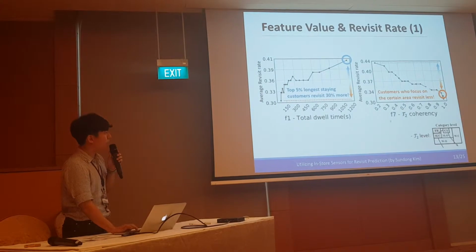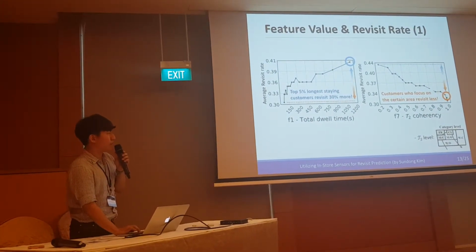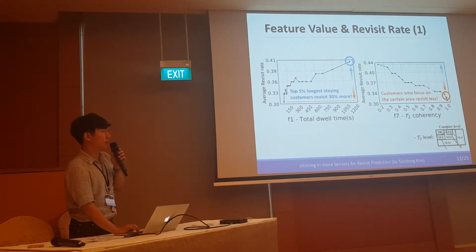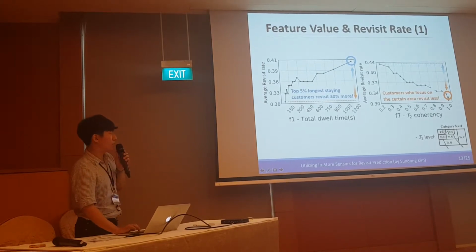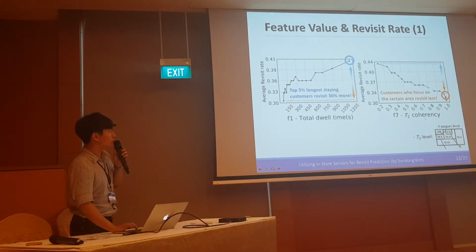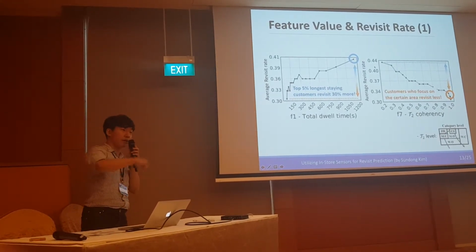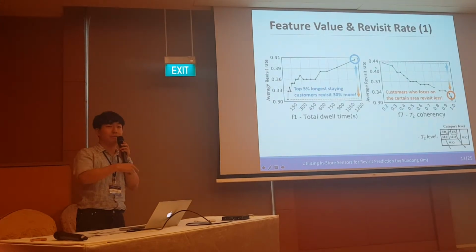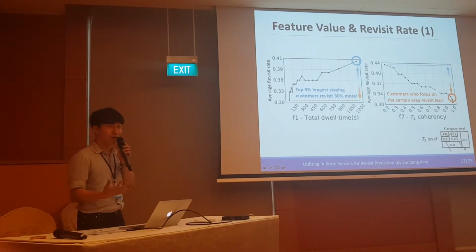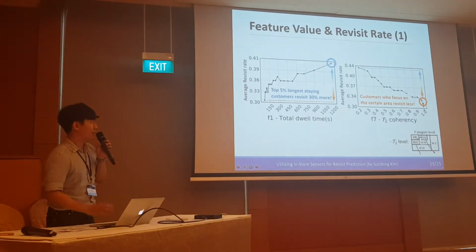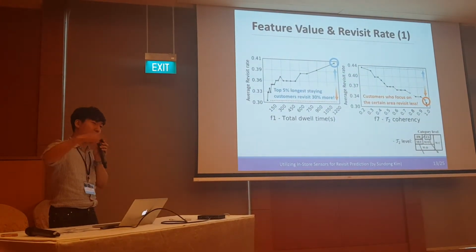The second figure is about coherency, which is at the category level. Some people want to spend almost all of their time in a certain area, like men's casual, and those groups are compared with customers who just walk around the store with an equal amount of time in each area. We found out that people who focus more on a certain part of the store will not revisit the store compared to the other customers who really like to walk around in the store.